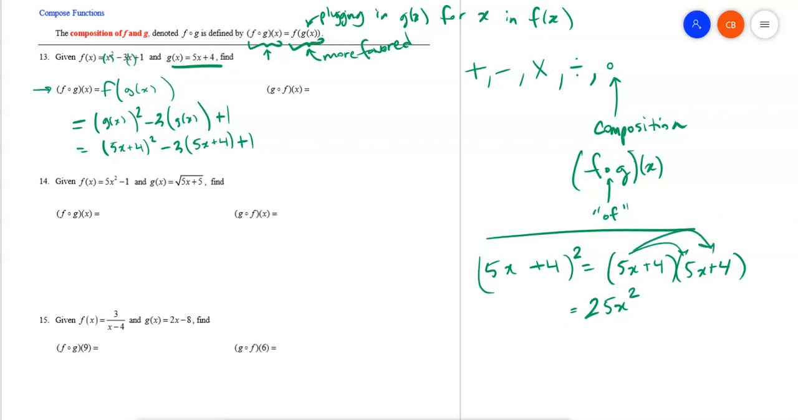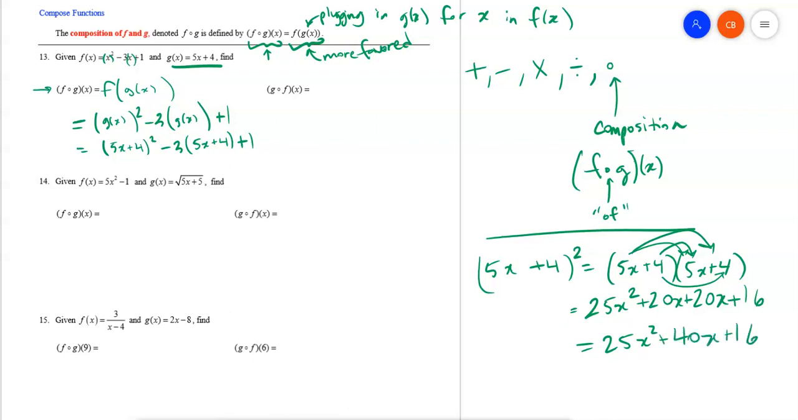And then it's going to go 5x times 4, so plus 20x. Then it goes 4 times 5x again, so plus another 20x. And then at the very end it goes 4 times 4, so plus 16. So it's going to be 25x squared plus 40x plus 16.